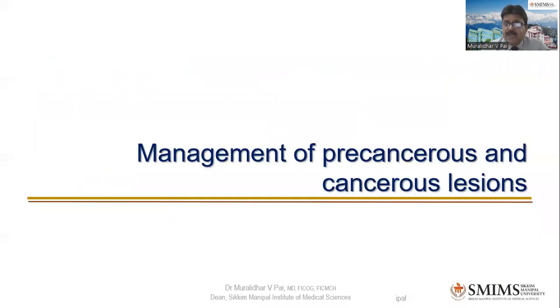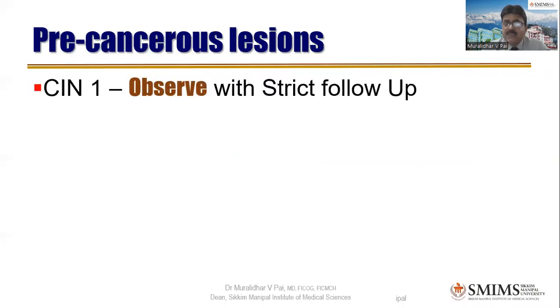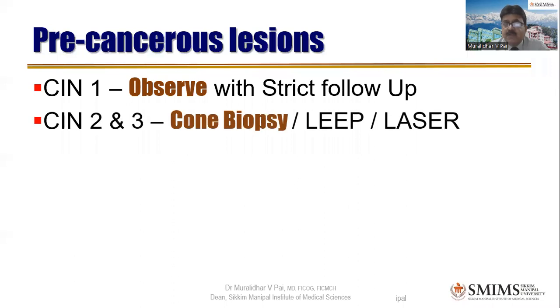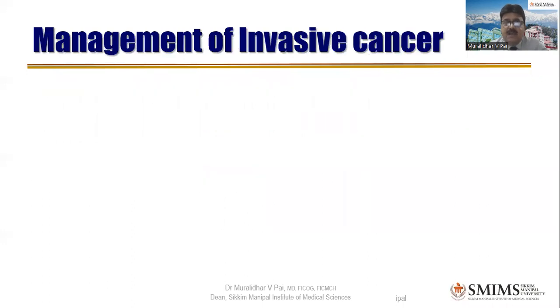The management of precancerous and cancerous lesions. Precancerous lesion like CIN1, just observe with strict follow-up, because that can go back. Whereas for CIN2 and 3, cone biopsy is always better. You can also use LEEP or laser. CIN3 confirmed by cone biopsy: simple hysterectomy is good enough if the patient is not reliable for follow-up. Otherwise, cone biopsy is enough for those patients.